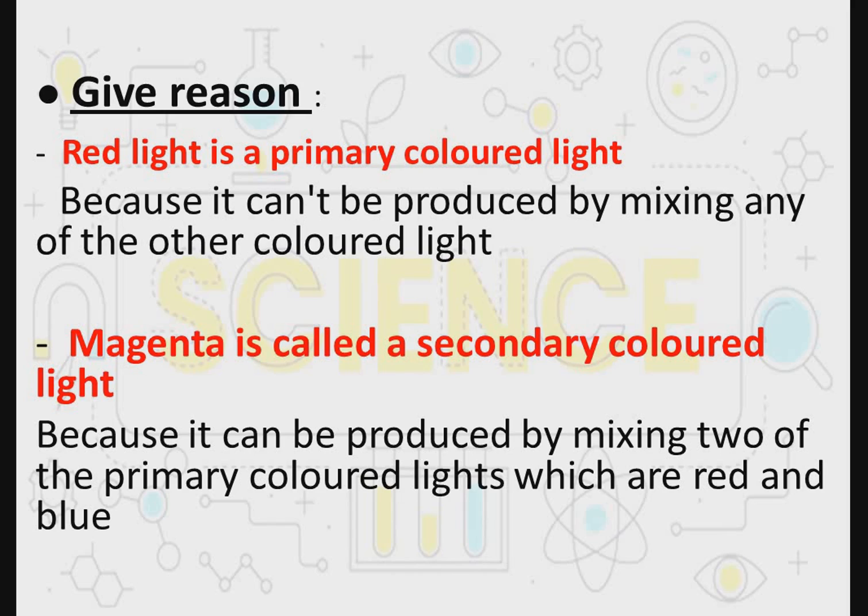What about magenta or cyan or yellow? Why are they called secondary colored lights? Because we can produce them by mixing 2 of the primary colored lights, which are, if we talk about magenta, mixing red and blue.